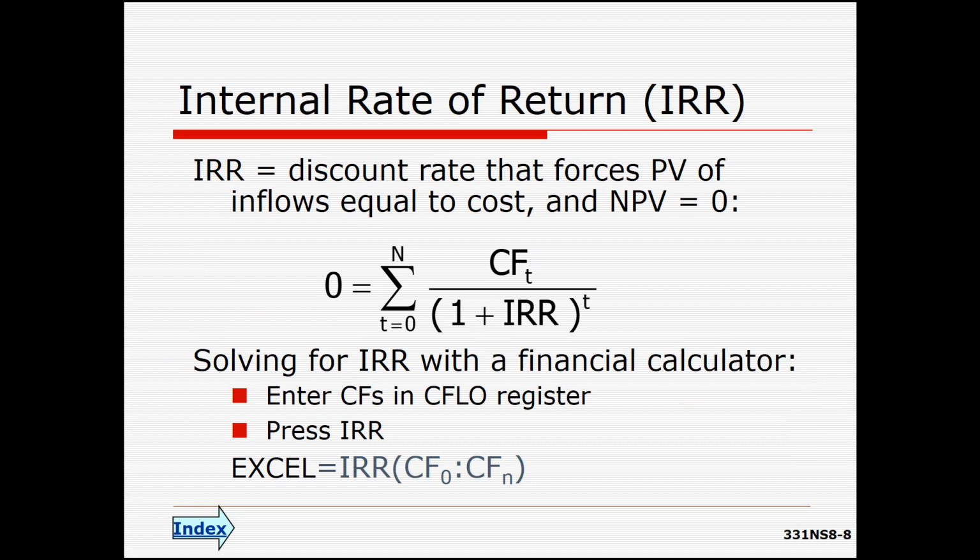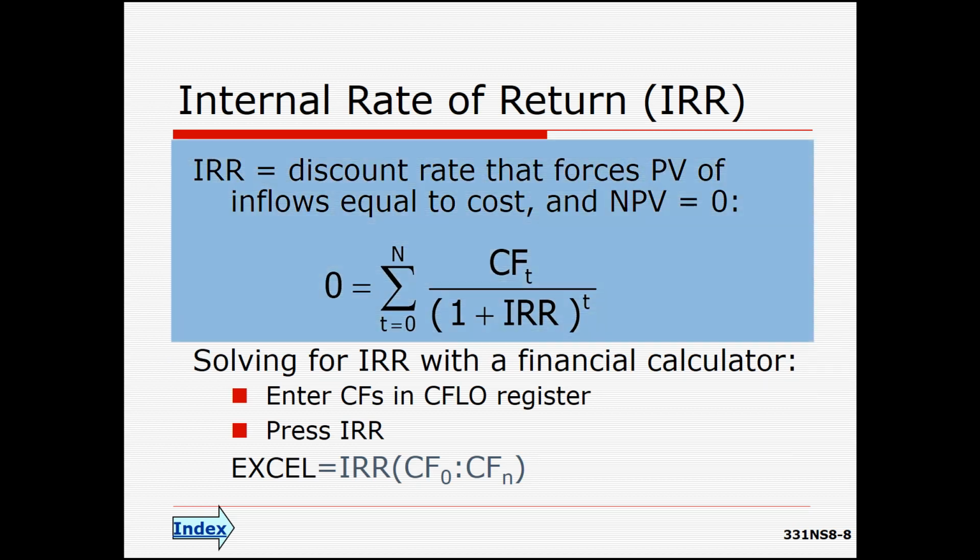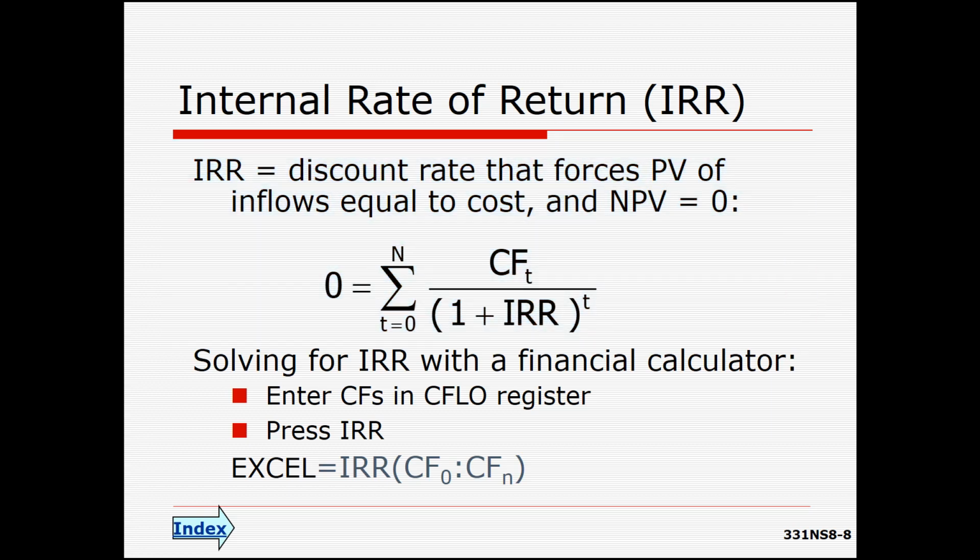Closely related to NPV is the internal rate of return, or IRR. IRR is the discount rate that makes NPV 0. While it's possible to solve for IRR manually, it's iterative, meaning you try values till you hit the answer. There is no closed-form solution to this. Much easier to use your financial calculator or Excel.